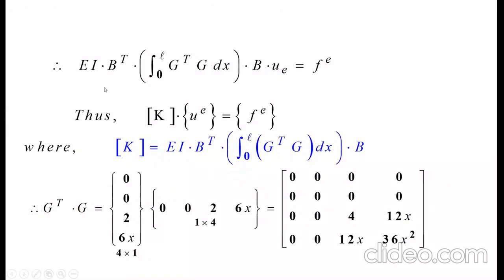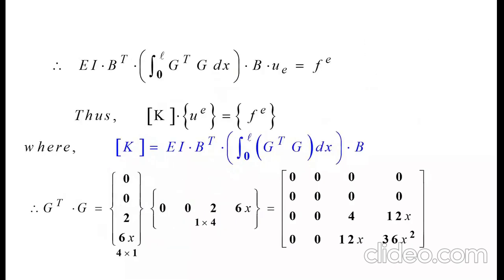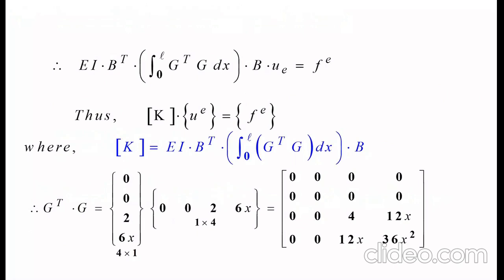For that equation we will equate it to 0. So EI Bᵀ integral from 0 to L of GᵀG dx B into u equal to Fe. So this is the final form.